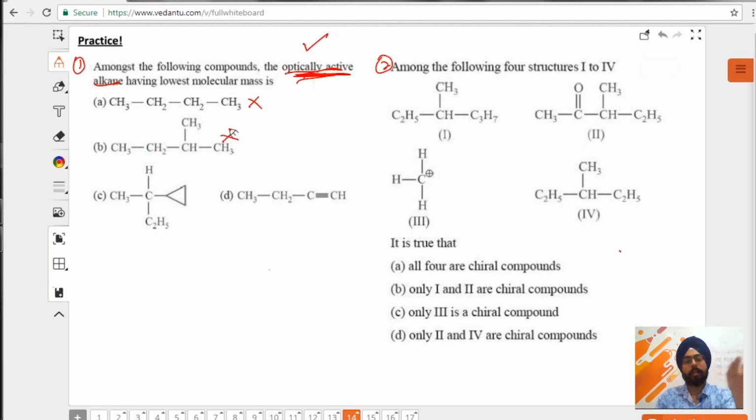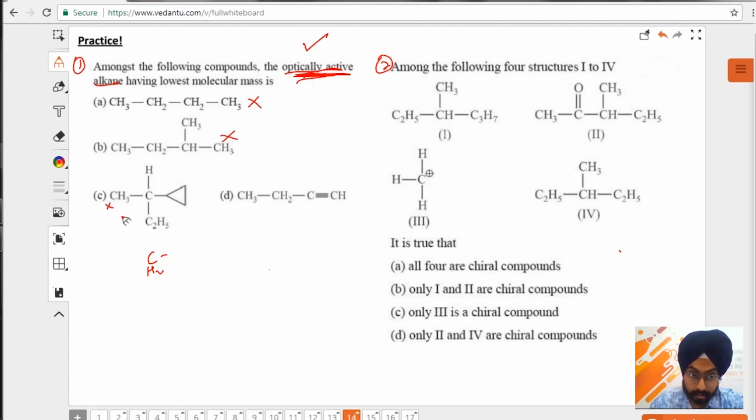So the first one was not chiral, second one was not chiral because there is no carbon which has different things associated to it. Let's see the third one. This is not chiral. This has C2H5. C2H5 looks something like this: CH2CH3. This is again not chiral. So this also is not chiral. Hydrogen of course can't be chiral. This is a triangle of carbons. It is again not chiral.